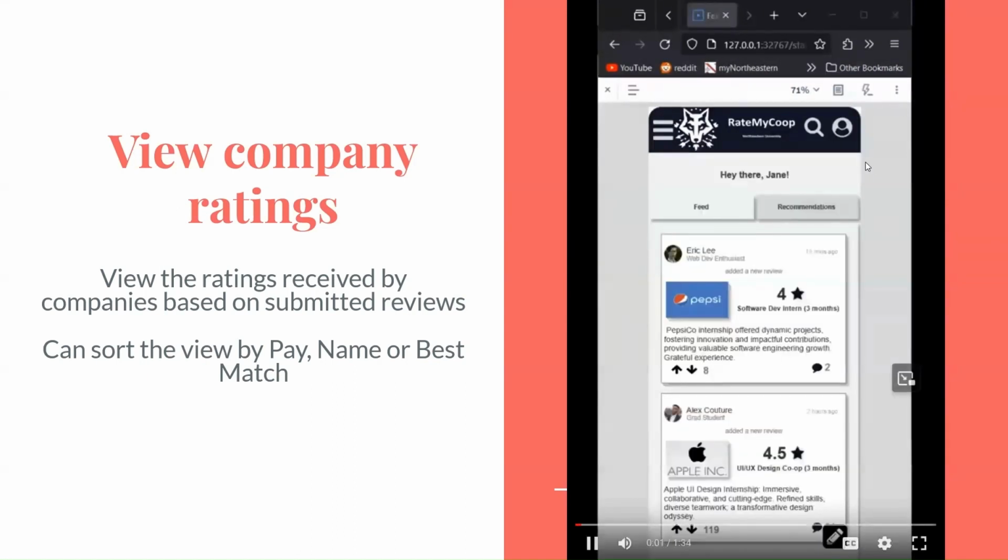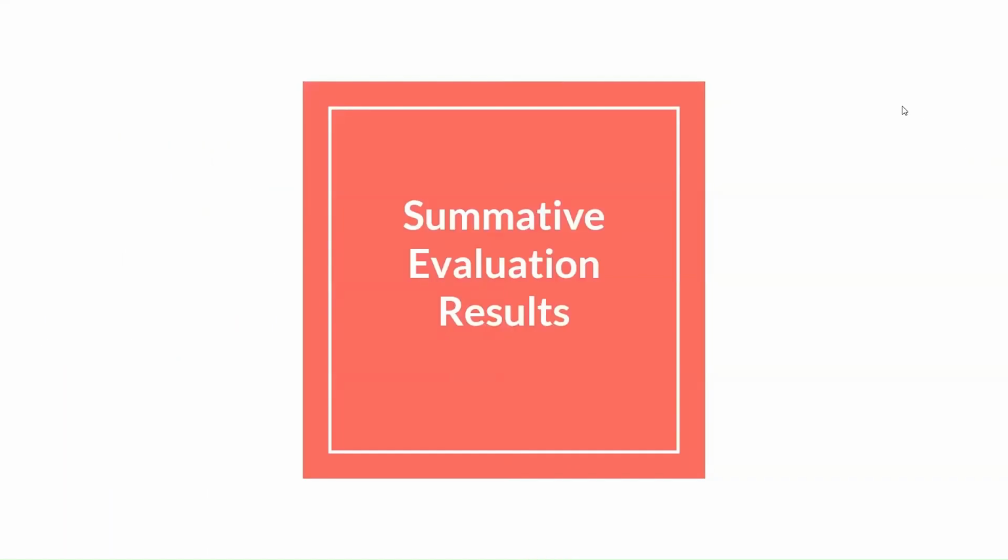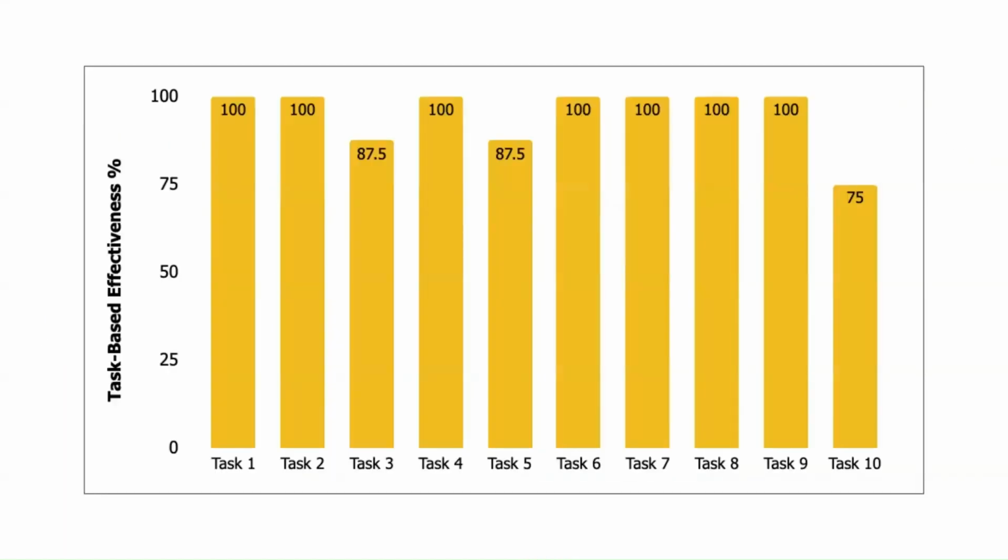Continuing on, let's look at some evaluation results. As you can see with our task-based effectiveness, notably, there's only one task below our 80% threshold, which is task 10, and that is about finding a review section, which means a lot of our users are having trouble finding it. So we should improve on that.